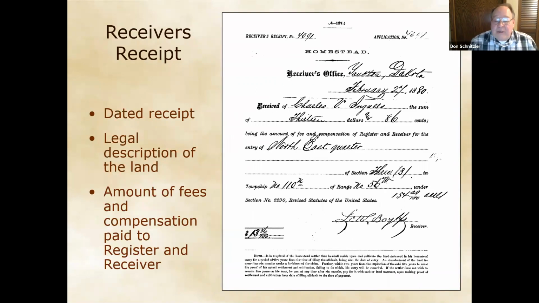And then the last piece of information in the application is you have to pay for that application. And in this case, Mr. Ingalls paid $13.86 for the 159 acres as his application amount. And so you can see how much he paid. You can see the receiver's name on it. And the receiver gives a receipt so that the homesteader, the entryman, can actually enter the property and start the process of proving up his claim.